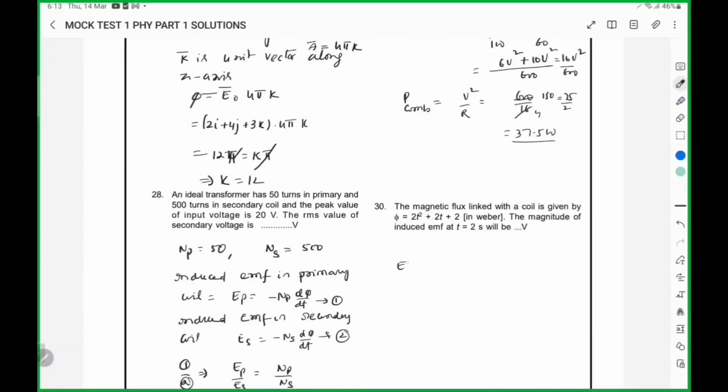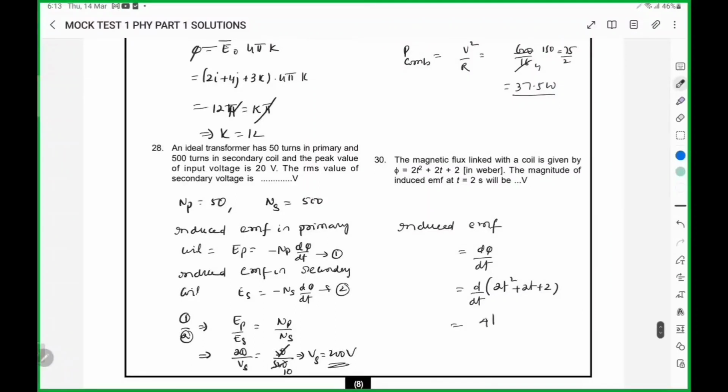So induced EMF, d phi by dt, phi here is, which is 40 plus 2, equal to 8 plus 2, that is 10 ohms.